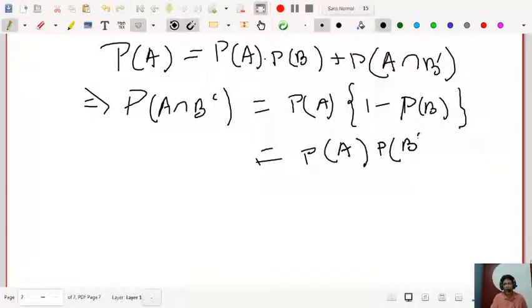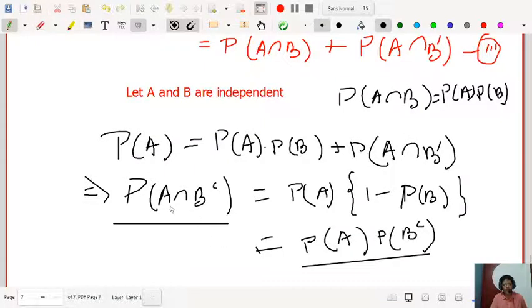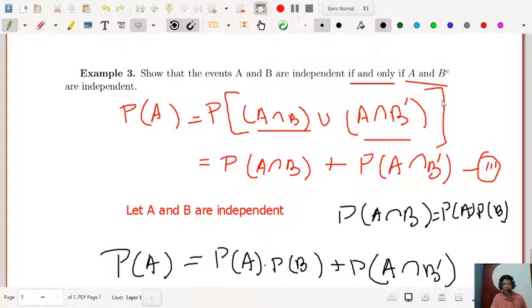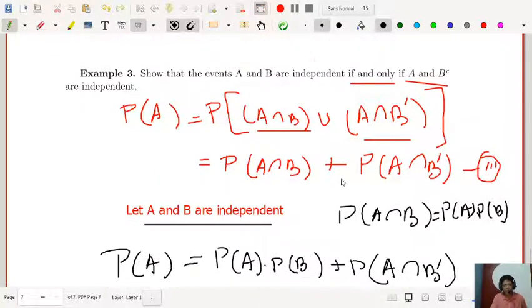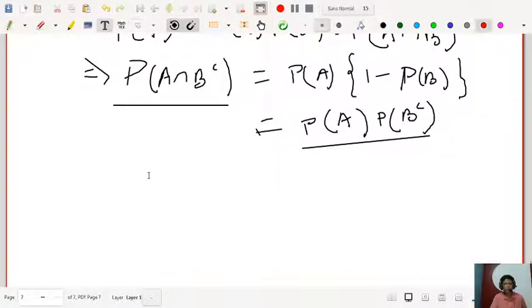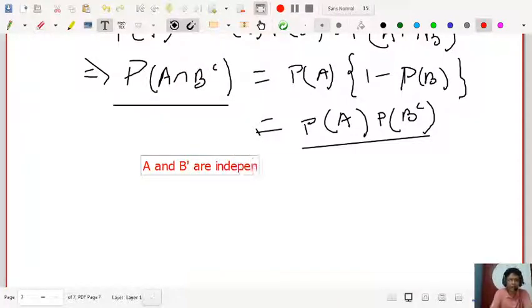And this proves that probability of A intersection B complement is probability of A into probability of B complement. So this proves that A and B complement are independent. So you have started from A and B are independent, and from that you prove that A and B complement are independent. So what is your conclusion here? A and B dashed, that is the complement, are independent.